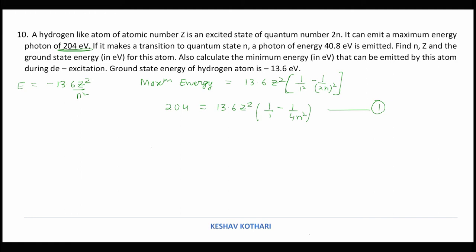Now if it makes a transition to quantum state n, a photon of energy 40.8 electron volt is released.